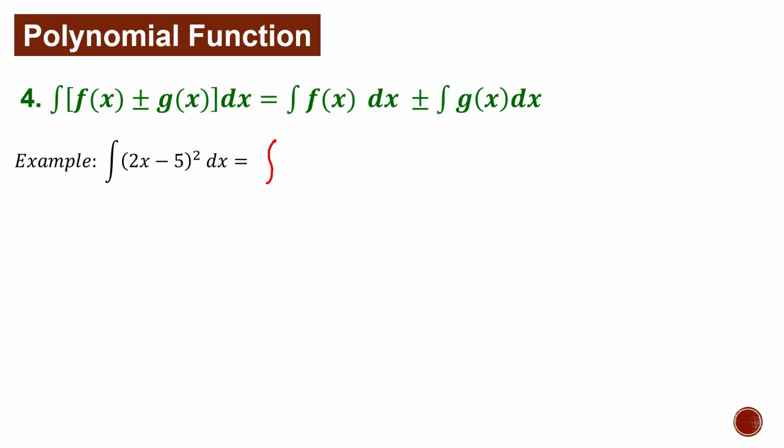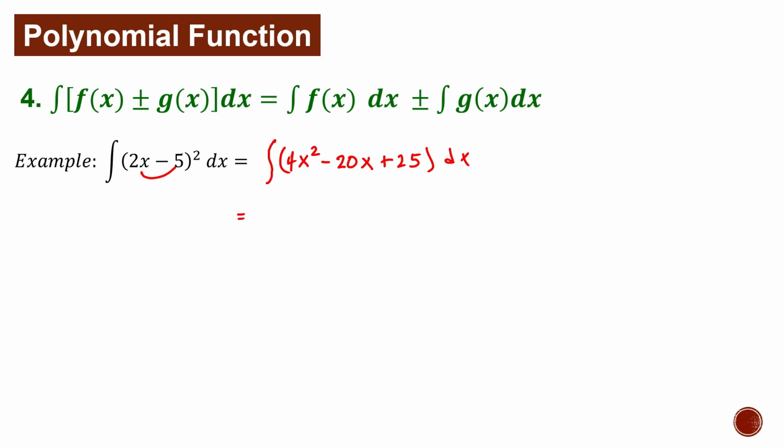So 2x times 2x is just 4x squared. Then you multiply this, that's negative 10 times 2 is negative 20x, and then plus 25 dx. Right? So let me repeat the procedure. That's 2x times 2x, which is 4x squared. Multiply 2x and negative 5, that's negative 10. You double that, that's negative 20x. And then negative 5 times negative 5 is positive 25.